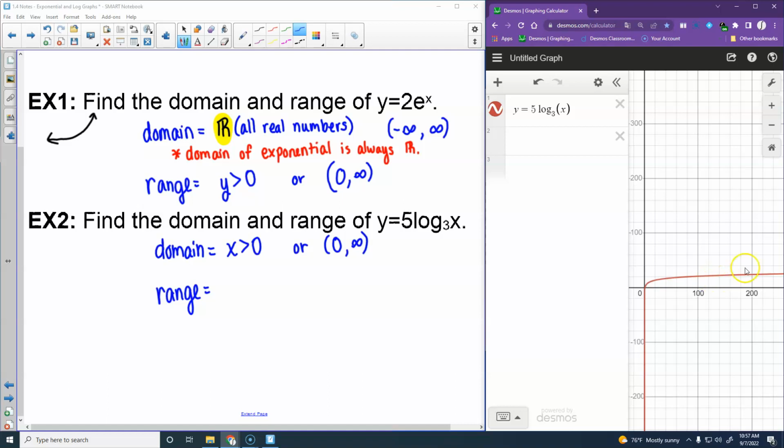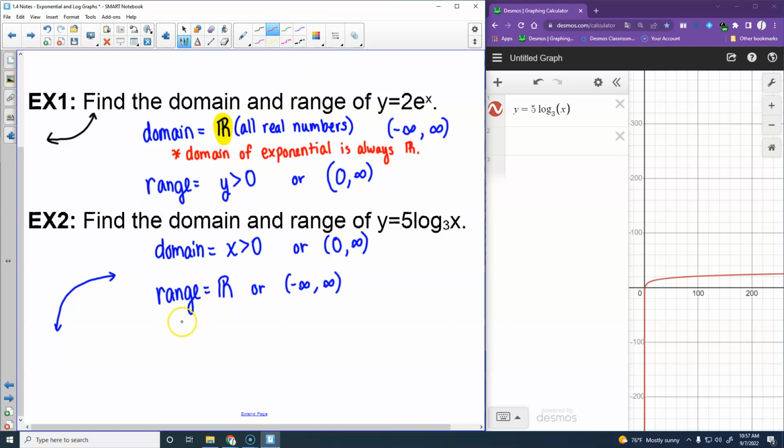But this is going to increase forever, because you start off really steep right here, and then it sort of flattens out, but it is increasing forever. So the range here is going to be all real numbers, or negative infinity to infinity.